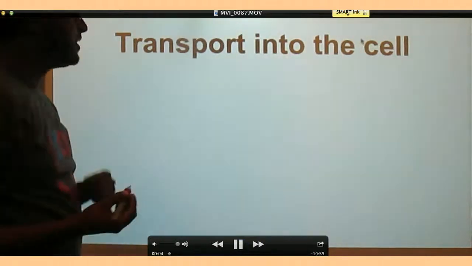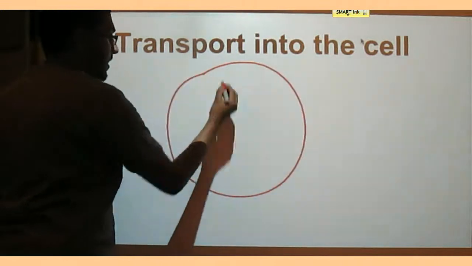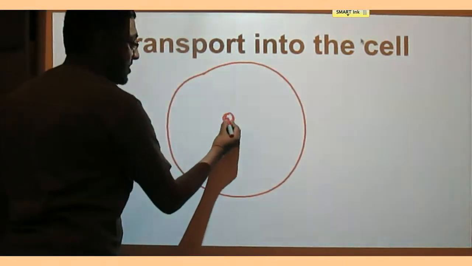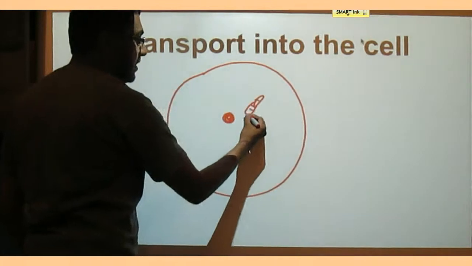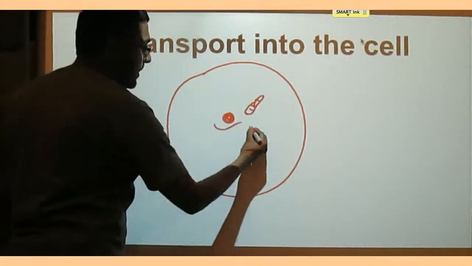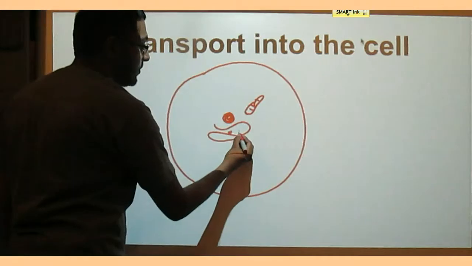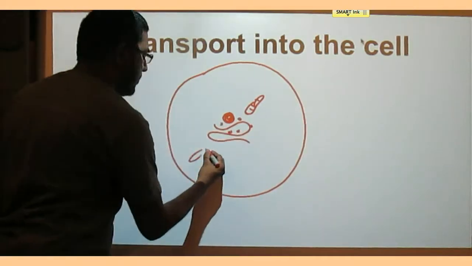In the previous lesson, we were talking about the cell, and we drew the cell and labeled a few organelles such as the nucleus. We also talked about the mitochondria, which is responsible for respiration, the endoplasmic reticulum, the ribosomes, and other organelles.